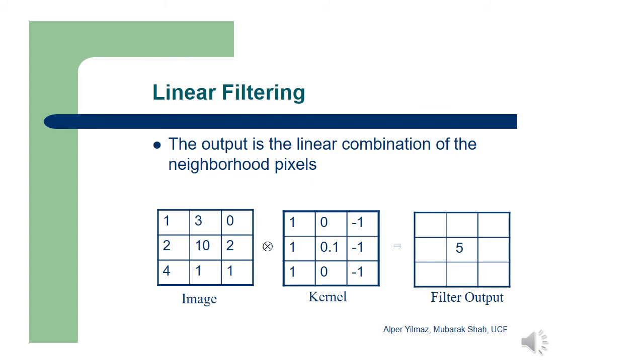So again, if we do linear filtering, the output is a linear combination of the neighborhood pixels. Like this, if this is our image and this is our kernel, and we apply the correlation, we multiply the image with the kernel and we get the filter output. Like this 10 will become 5 after applying this kernel.